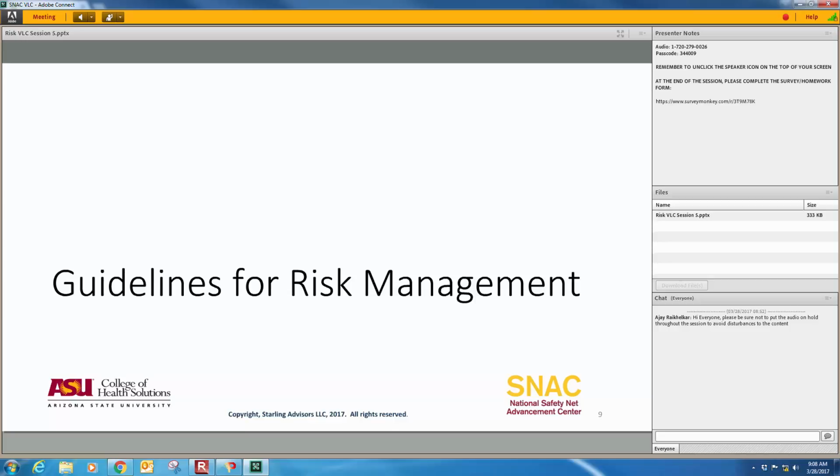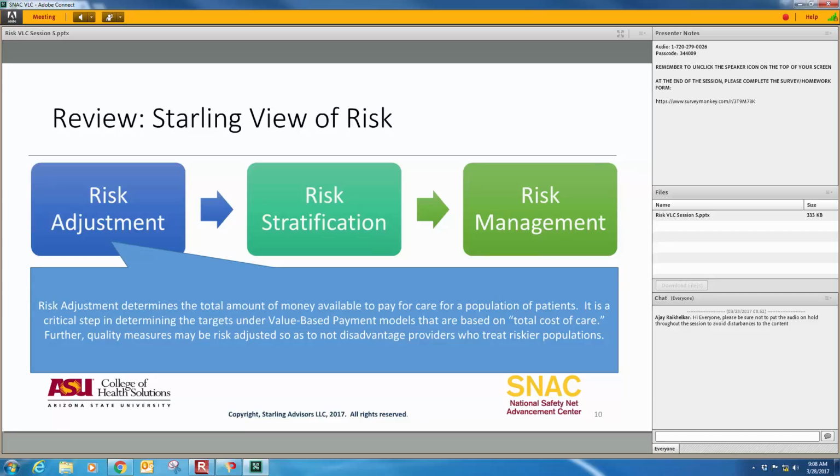Okay. Well, I'm going to talk a little bit about guidelines for risk management, and before I do that, I just want to do a quick review. I know we're nearing the end of our time together, but just a little bit of review of how Starling approaches the issue of risk.